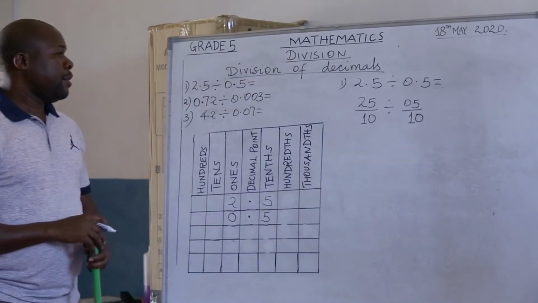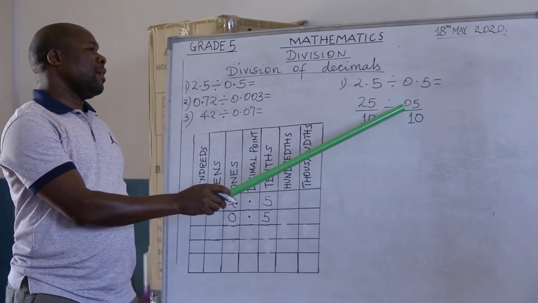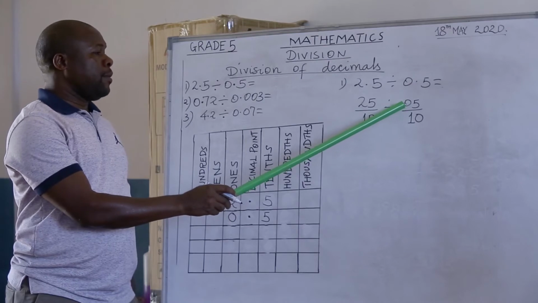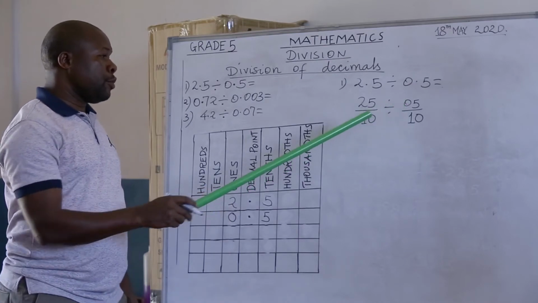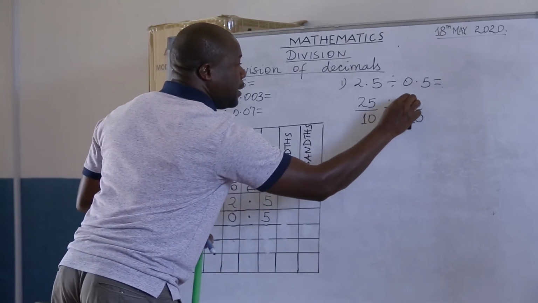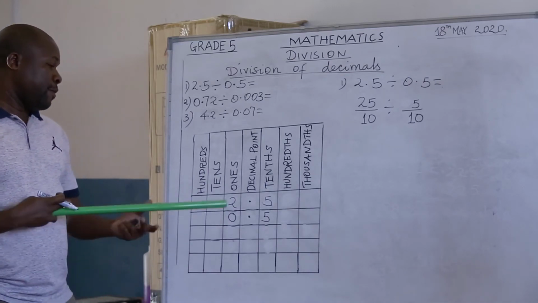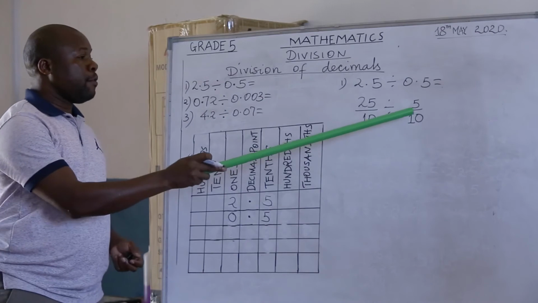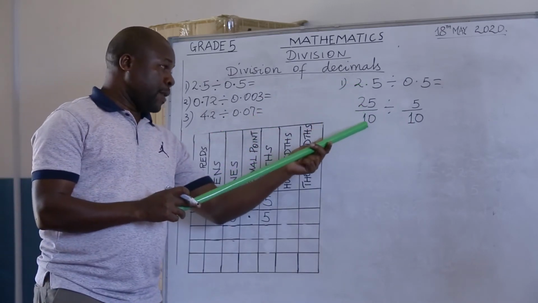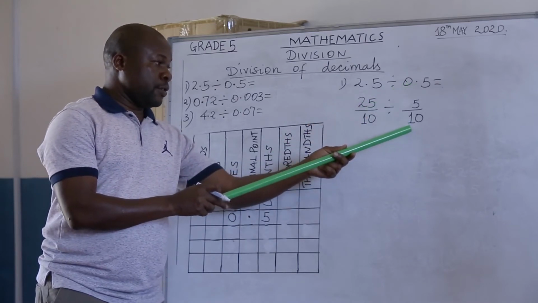Now, 0 is a leading zero before the number, so it becomes valueless. There is no reason why we have to write 0 here. So our number is simply 5 tenths, 5 over 10. So we have changed 2.5 into a fraction, and we have also made 0.5 a fraction, as shown.